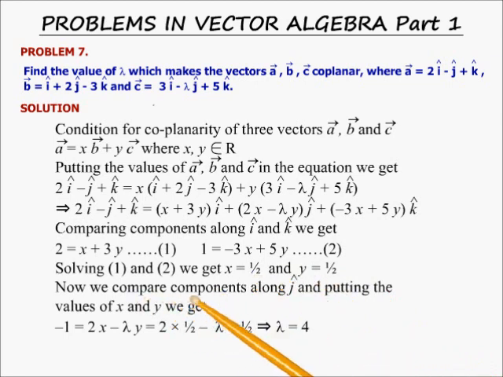Now we compare components along j cap. After comparing components along j cap, we get minus 1 equals 2x minus lambda y. Now we put the values of x and y which we got previously, that is x equal to half and y equal to half, and then calculate lambda. We get lambda equal to 4, and thus the problem is solved.